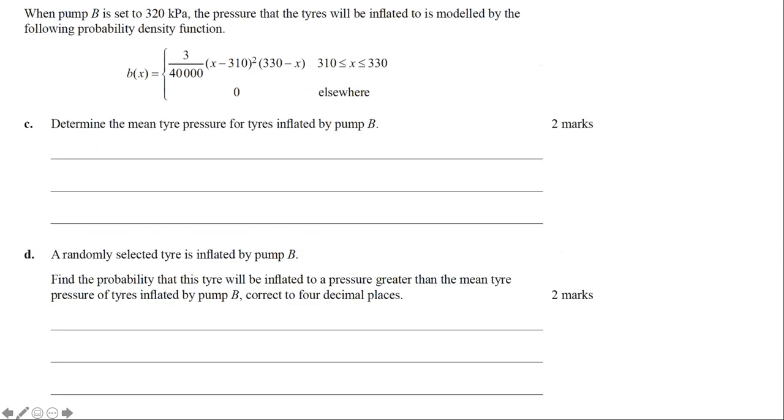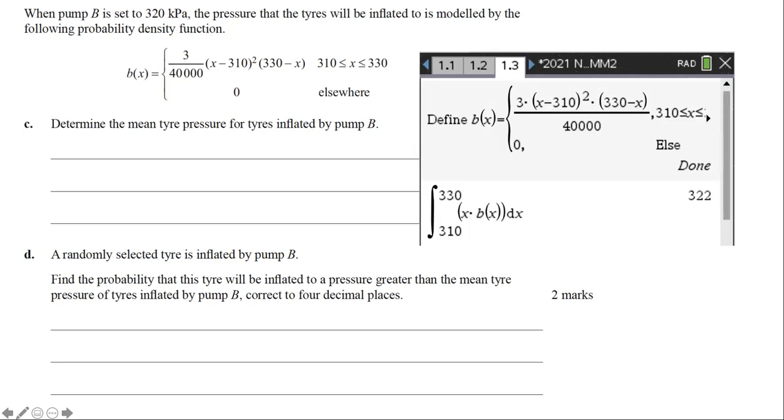Now with pump B, we have a new probability density function, which is a cubic function over the domain 310 to 330. We want to determine the mean tire pressure for tires inflated by pump B. So we multiply B of x by x and integrate it from 310 to 330, which is its effective domain. And you should get the mean value is 322 kilopascals.